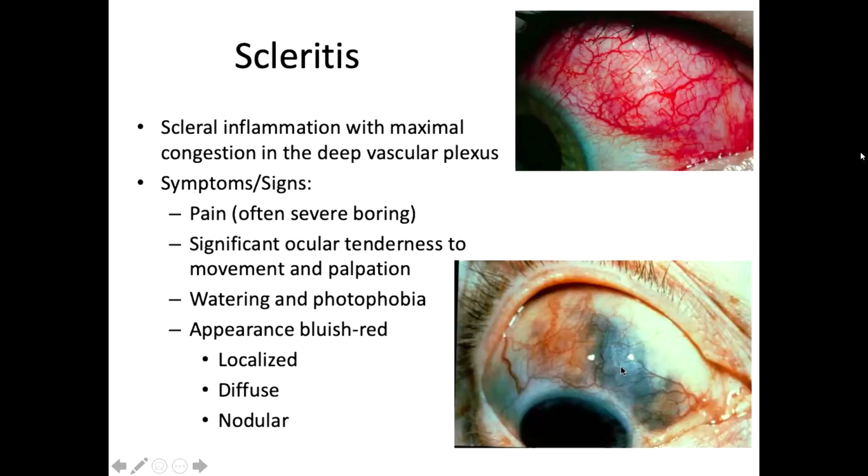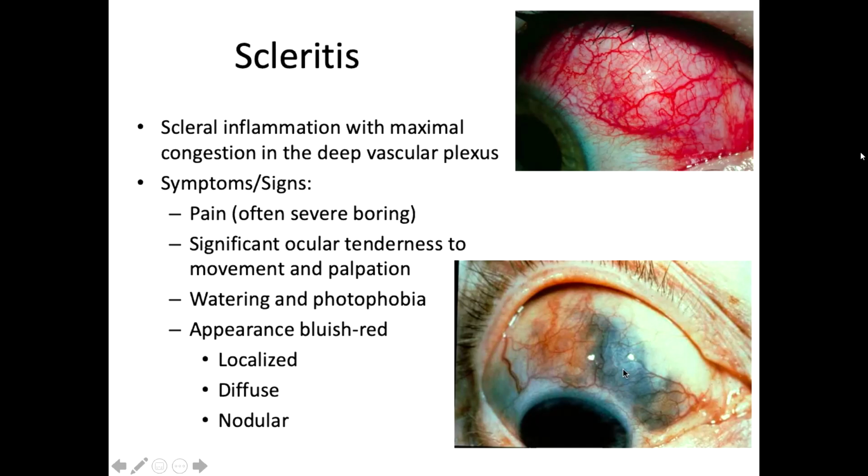So mainly in the sclera, what has happened is that the sclera has thinned. The retina is underneath, and before the retina there is the choroid. So the choroid is slightly showing through the thinned sclera. So that is what has happened. The appearance is bluish red.